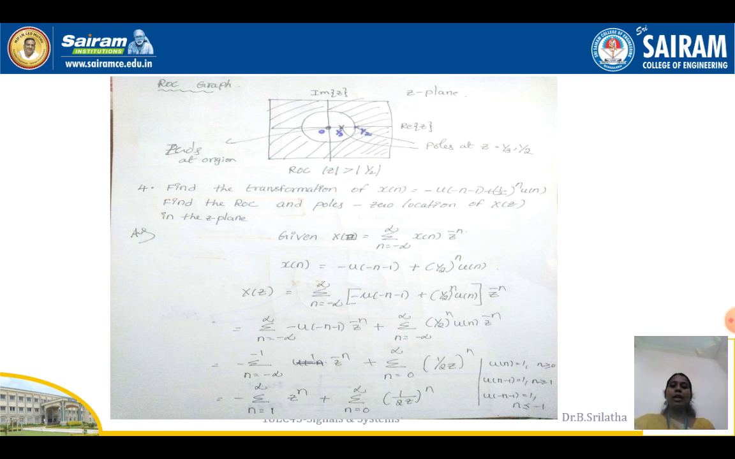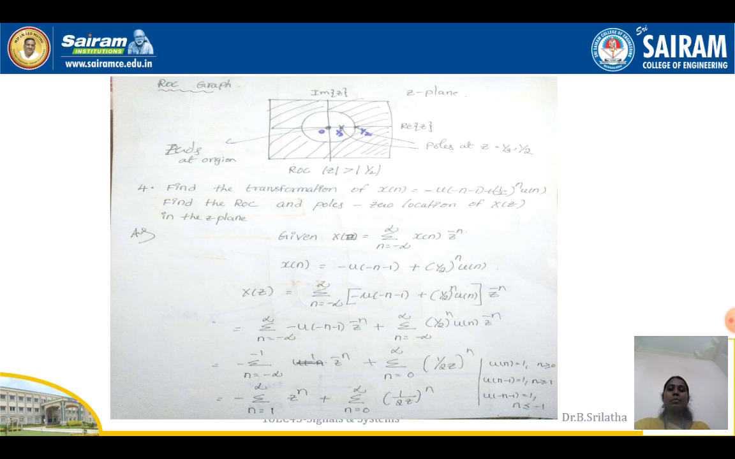Find the z-transform of x of n is equal to minus u of minus n minus 1 plus 1 by 2 whole power n u of n. Find the ROC and also indicate the poles and zeros location of x of z in the z plane. Always, what is the first step?